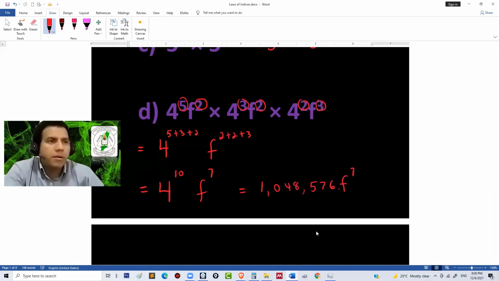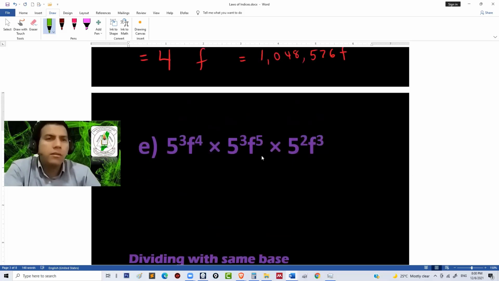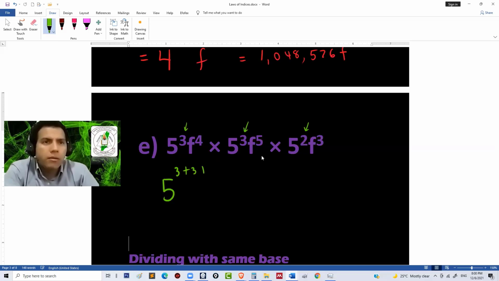In this example, the common base here is 5. The powers for 5 are 3 plus 3 plus 2. The powers for f include 4 plus 5 plus 3.